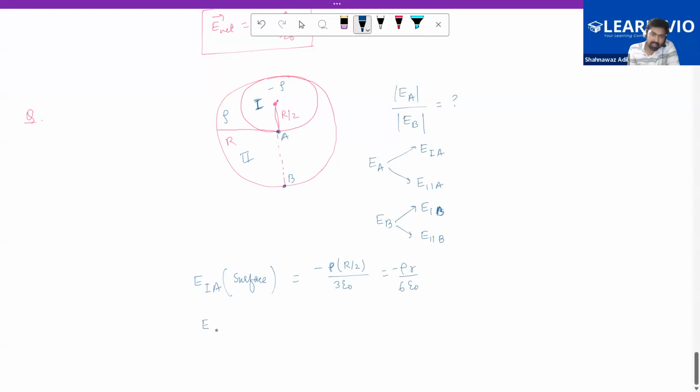Can you tell me, guys, what about the second contribution at A? Where is that point? You have that bigger sphere with rho density, and I'm talking about that point A. Where is it? On the surface again? I'm talking about the bigger sphere, point A. Oh, center. Center, right? Absolutely correct.